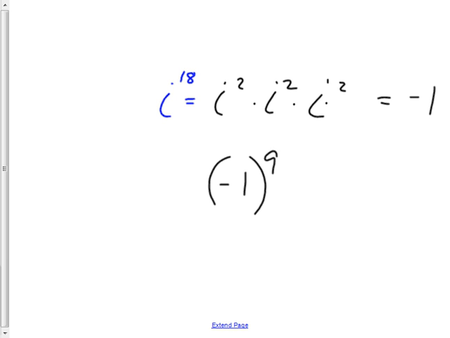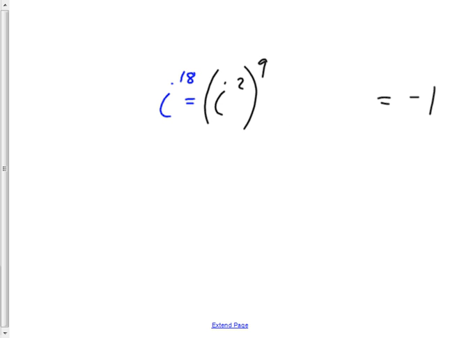How about this? Let's see if this makes your mind explode. Would you agree that that's i squared to the 9th because of the thing we were just talking about? 9 times 2 makes 18. So then that's really -1 to the 9th. And that means -1 times -1 times -1 times -1. And all you need to know then is if there's an odd number of negative signs, the answer is negative. Because it's 1 times 1 times 1 times 1 times 1 times 1.